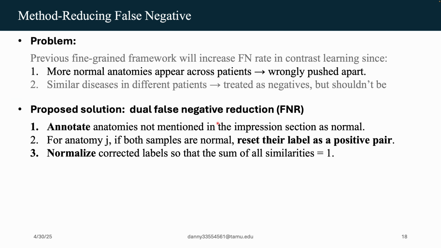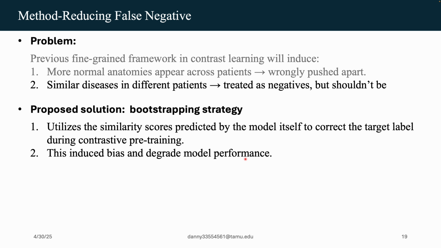So the solution of the paper for the first problem is to use the dual false negative reduction. The anatomies not mentioned in the impression section are considered normal. And for anatomy j, if both samples are normal, they will set their label as a positive pair. And lastly, they will normalize the corrected labels so that the summation of all similarities equals 1, to ensure stable learning. And for the second problem, they propose a bootstrapping strategy.